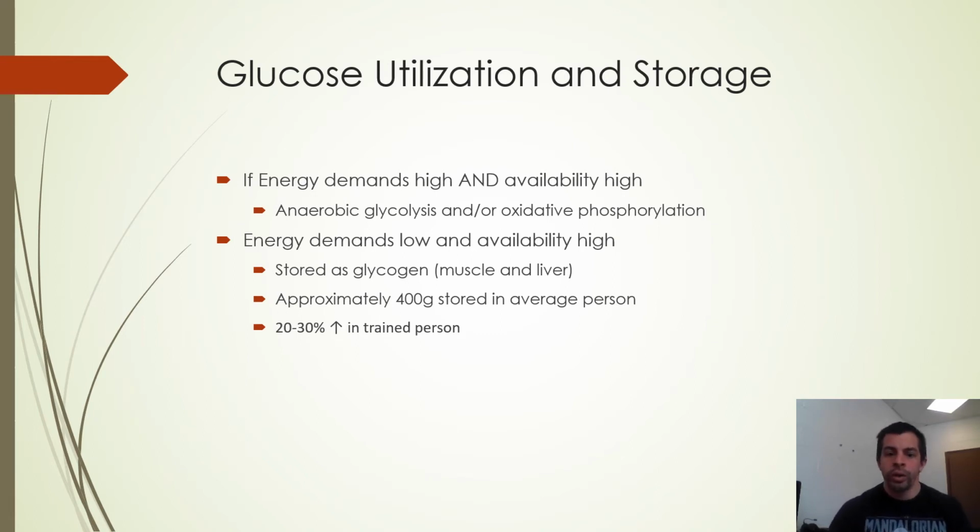Utilization and storage. I didn't spend too much time on this because we talked about glycolysis and phosphorylation, but if energy demands are high and the availability is high, glucose can be utilized right away through glycolysis or the oxidative system. Now, if energy demands are low and availability is high, we start to store glucose as glycogen, okay? So remember, glycogen is the storage form of glucose. We store glycogen primarily in our muscle and a little bit in our liver.